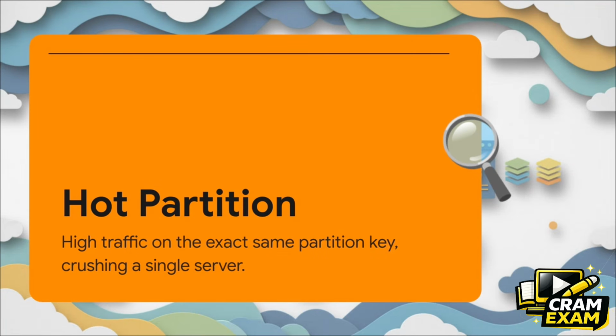The second trap is the hot partition. Let's say you build a voting app, and 90% of your users vote for option A. All that high traffic has the exact same partition key, which means it is all hitting the exact same physical server. That single server gets completely crushed, and DynamoDB throttles your requests, throwing a provisioned throughput exceeded exception.